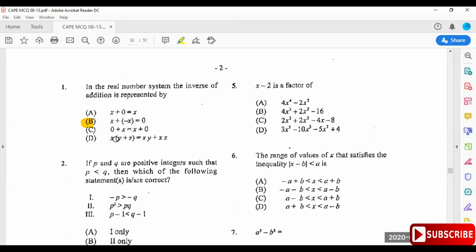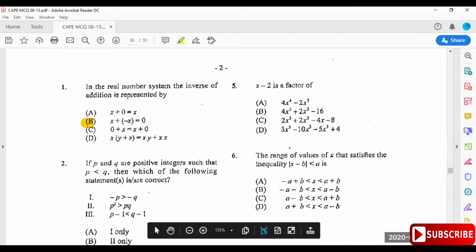All right. The last one has to do with distributive law. And this has to do with associative law. 0 plus x is equal to x plus 0. This is commutative law and this is distributive law. So B, easy question.